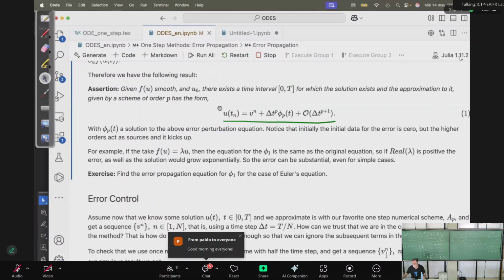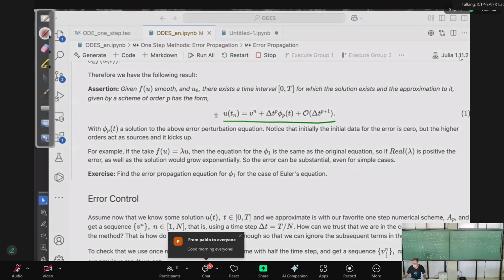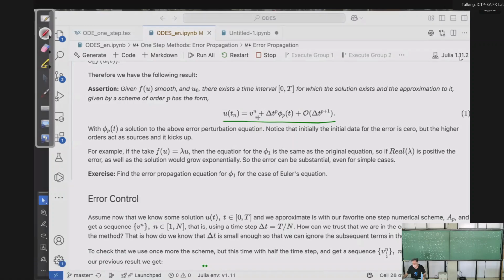So I was saying that we have a theorem that tells us that the exact solution is equal to the numerical approximation of order p. So this Bn was something. Bn plus 1 was Bn plus delta t a to the p.